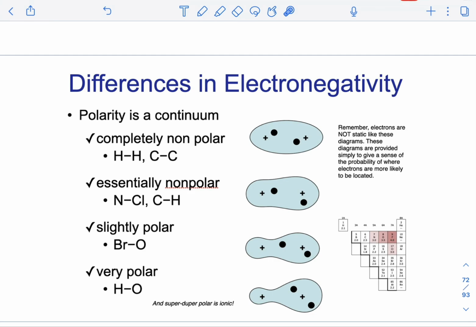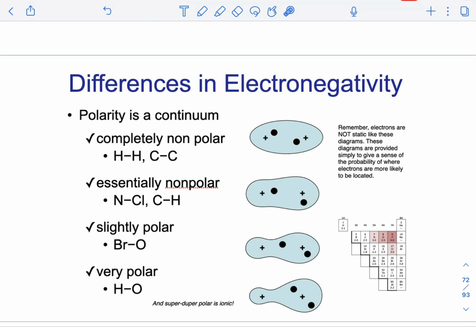Then we have slightly polar when we have Br and O. Okay, they're 2.8 and 3.5. That's definitely going to be polar, but it's not going to be as polar as hydrogen and oxygen, for example, 2.1 and 3.5. Okay, that's going to be very polar. You are not going to be expected to say, okay, this is essentially nonpolar and this is very polar. There's not a category or a number cutoff for that at all.